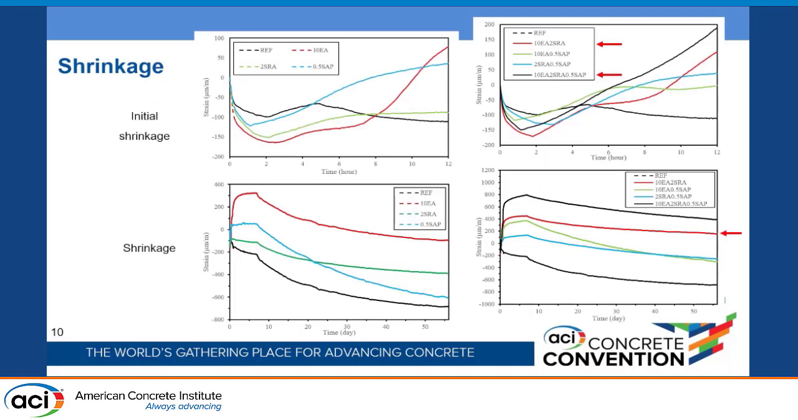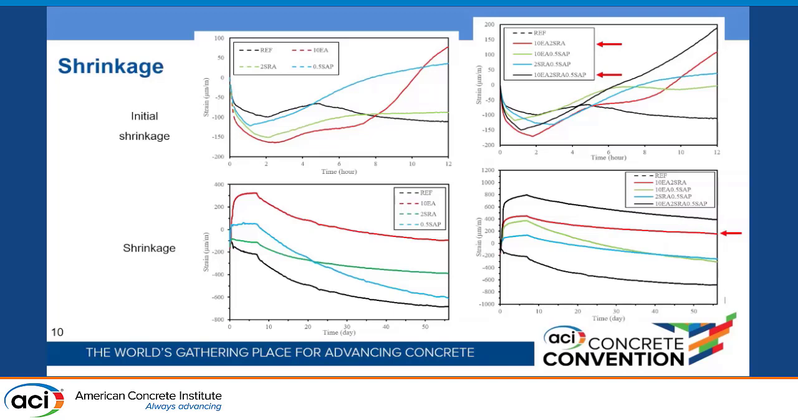Okay, here you see the result of shrinkage initially and up to 56 days. I need to mention that I used embedded strain gauges for measuring shrinkage, which were mounted to a data acquisition system and recorded data every 20 minutes. Each curve is the average of 2 strain gauges and 2 samples.